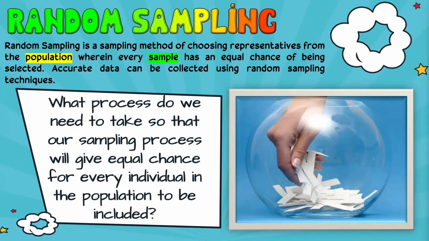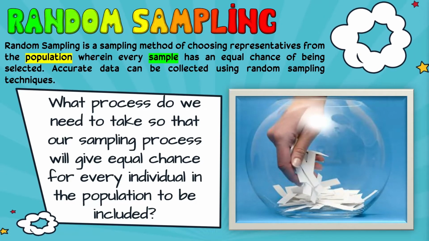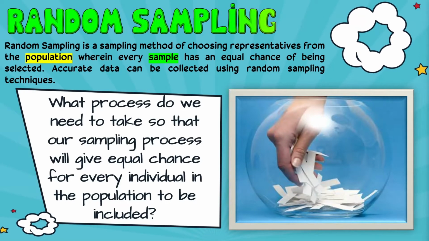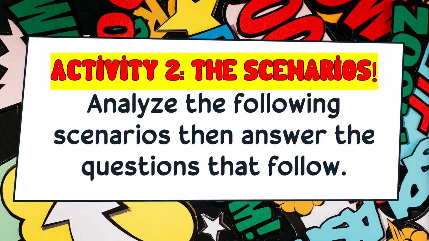Although, class, we must be careful in using the sampling because it has advantages and also disadvantages. It can also be a source of bias and inaccuracy. So to understand more about the population, sample and random sampling, let's do activity number 2, the scenarios. All you have to do is to analyze the following scenarios, then answer the questions that follow.